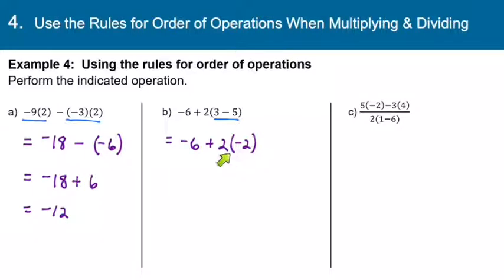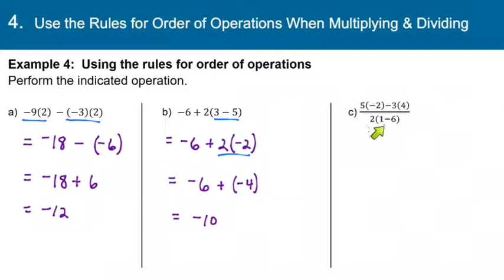And we know that multiplication comes before addition, so we should perform this multiplication. 2 times negative 2 is going to be negative 4. So now we have negative 6 plus negative 4. And when we add two negatives, we add the numbers and keep the negative sign. So negative 6 plus negative 4 is going to add up to negative 10.